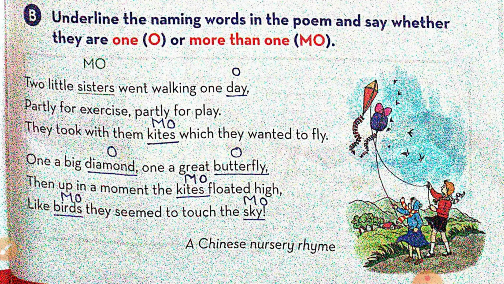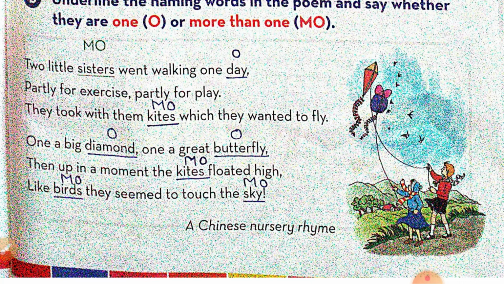One day. Day. It's a singular noun. That's why write here O. Partly for exercise, partly for play. They took with them kites which they wanted to fly. They took with them kites. Kites. It's a plural noun. Plural means more than one. So write here MO.